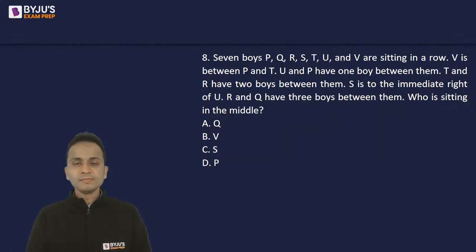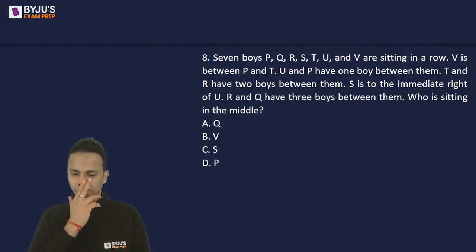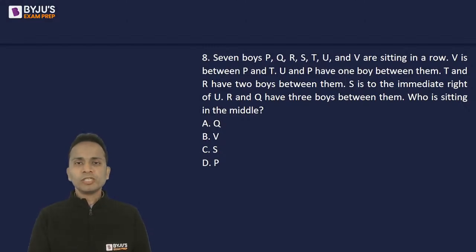Question number 8. Now, question number 8 is on linear arrangements. Seven boys P, Q, R, S, T, U, and V are sitting in a row. Now, there are some conditions which will help you in deciding the linear arrangement of these seven boys.